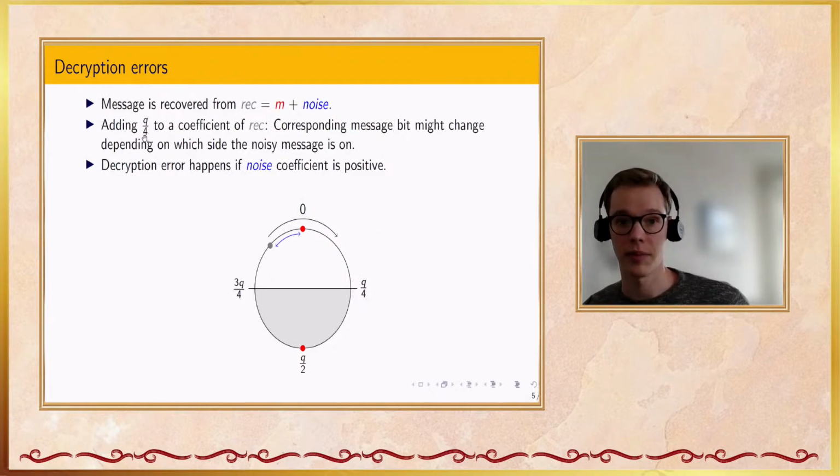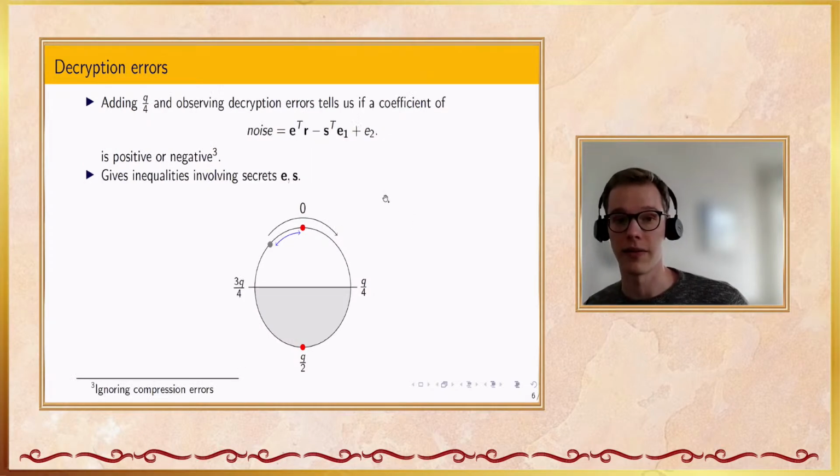If we add Q divided by 4 to one coefficient of this noisy message polynomial, then this is a quarter rotation on the circle. This might cause an error, and it causes an error exactly when the noise is positive. If the noise is negative, then we rotate counterclockwise, and then a clockwise rotation will not take us to the other half of the circle. But if we were here, for example, then this would cause a decryption error. So what happens if we add Q divided by 4 and then observe decryption errors? We know whether this noise polynomial containing the secrets E and S is positive or negative. That means adding Q divided by 4 and then observing decryption errors gives inequalities involving the secret.